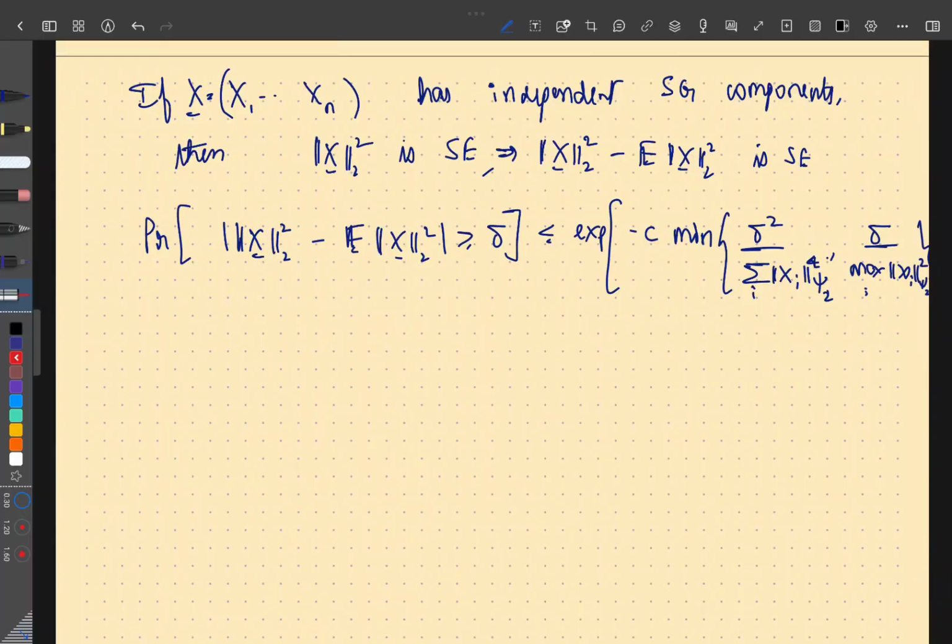Why would we need the tail probability of the L2 norm? We'll see that in just a few minutes. Should there be a 2 in front? Correct. There should be a 2.